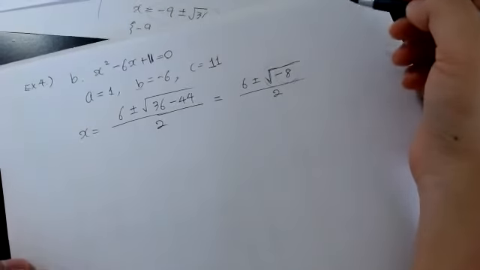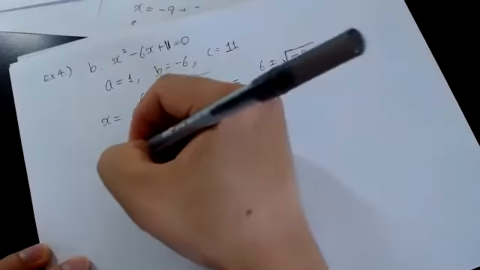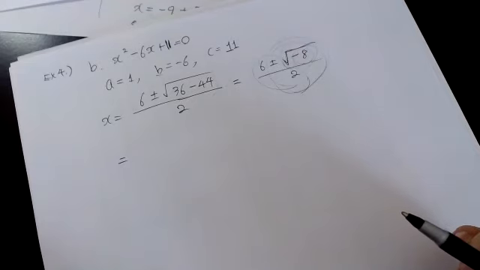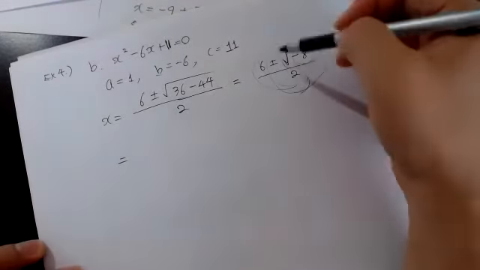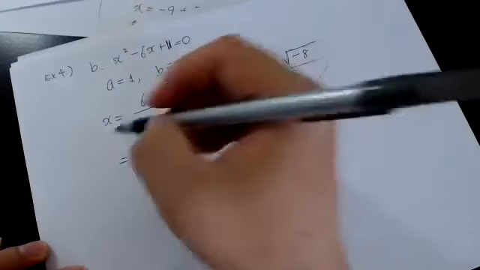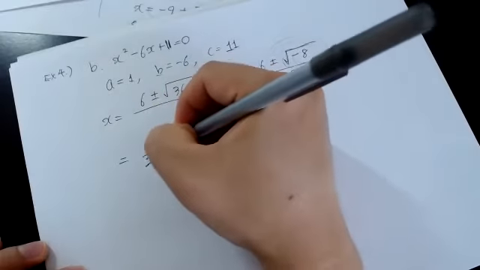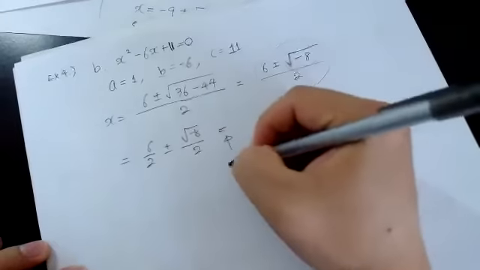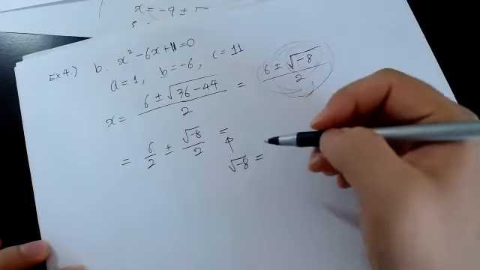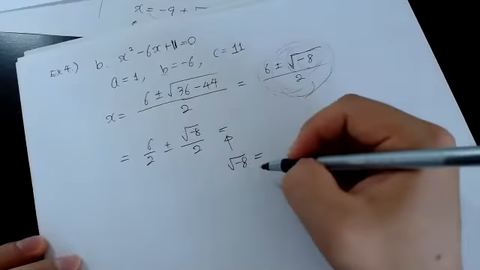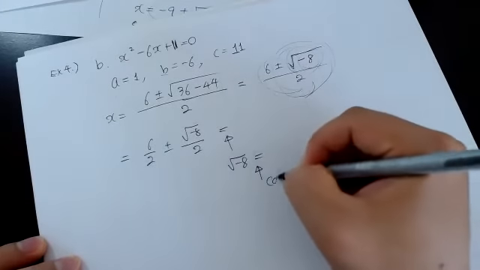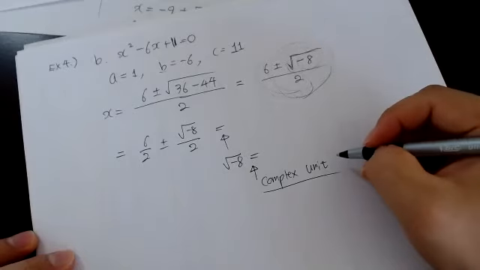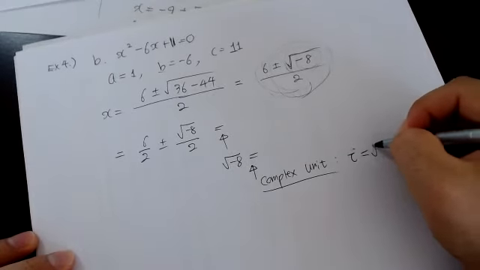Okay, so now first of all, let me decompose the fraction into two fractions. So 6 over 2 plus or minus the square root of -8 over 2. Now, the square root of -8, let me express this using the complex unit. I introduced this the last time. The complex unit is i, which means the square root of -1.